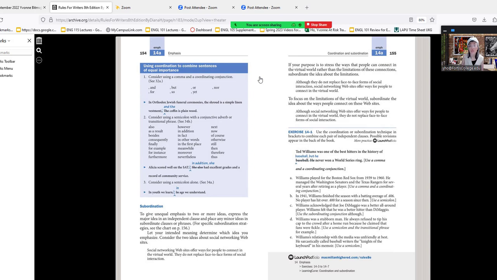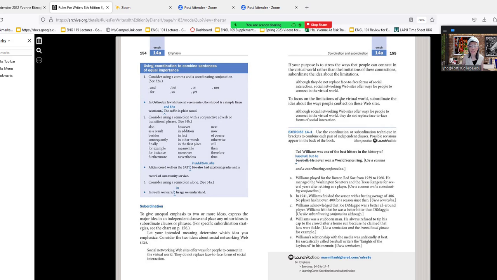And so here, when you say although they do not replace, this is a subordinating conjunction, and therefore this is a subordinate clause, and therefore this is the less important idea. The more important idea is the independent clause, which usually is after the comma. The independent clause after the comma is social networking websites offer ways for people to connect in the virtual world. So when you have an independent clause and a dependent clause in one sentence, that means that one idea is less important than the other idea. It's the subordinate clause that's the less important idea, and it's the independent clause that's the important idea. When you place both of them together and combine them in a sentence, that's known as a complex sentence.